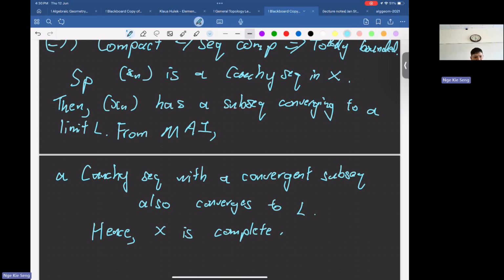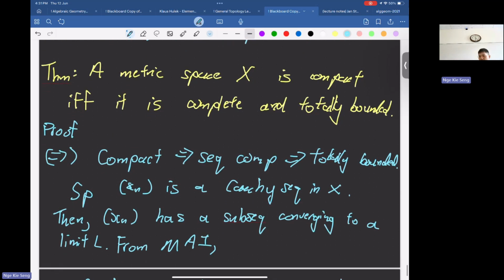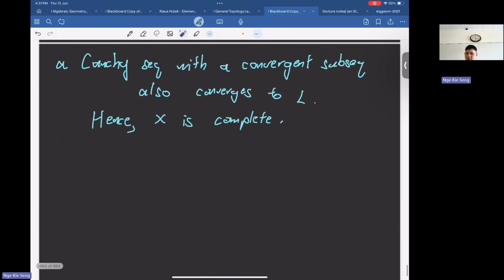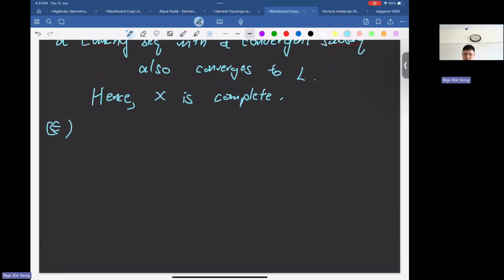How about the other direction? Wow, the other direction is a bit tricky. Instead of showing compact, what we can do is show sequentially compact. Really, what we are doing here is showing that a metric space X is sequentially compact if and only if it is complete and totally bounded, but in metric spaces these are equivalent. So let's do the other direction real quick. A bit tricky, this direction.